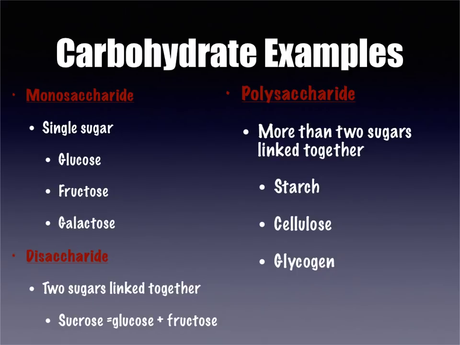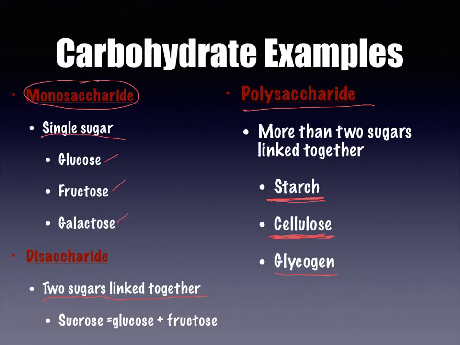Examples of carbohydrates would be monosaccharides, these single sugars like glucose, fructose, galactose. Disaccharides are when 2 single sugars are linked together. Sucrose is made up of a glucose molecule bonded to a fructose molecule. And polysaccharides, which are more than 2 sugars linked together. Starches, which are also called compound carbohydrates. Cellulose, which is a large carbohydrate in plants. And glycogen, which is how humans and mammals store sugars for later use. These are all carbohydrates.